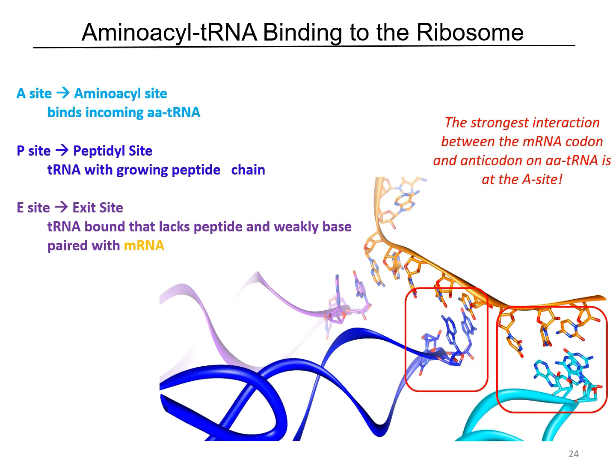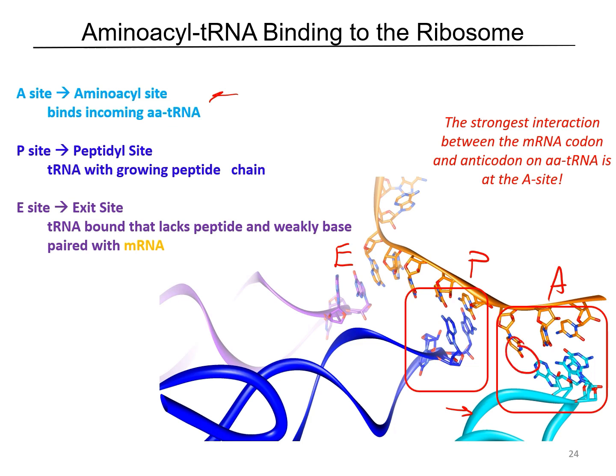Okay, let's look at the interactions between the tRNA anticodons and the codons on the mRNA a little bit more closely. So the colors here correspond to the colors that we observe here. So this is our A site, this is our P site, and this is our E site. Okay. The one thing that I really want to point out here is that the strongest base pairing interaction between the codon on the mRNA and the anticodon on the tRNA is present in the A site.